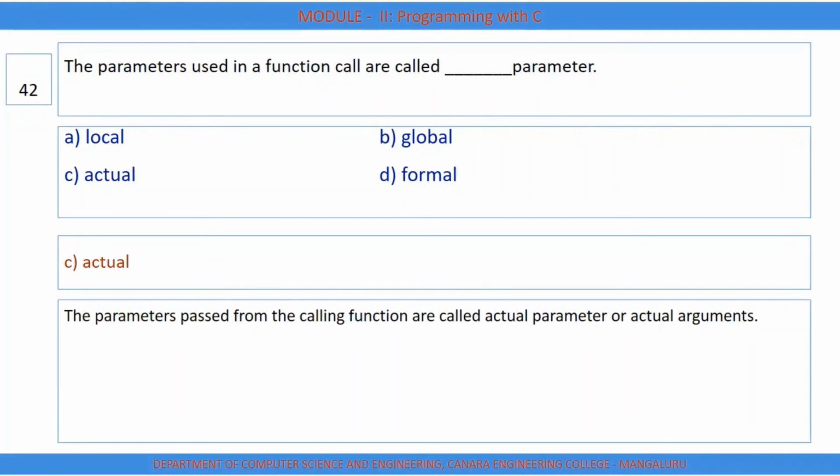The parameters used in a function call are called dash parameters. Option A, local, option B, global, option C, actual, option D, formal. Answer is option C, actual. Here, local and global are types of variables. Actual parameters are parameters as they appear in function calls, whereas formal parameters are parameters as they appear in function declaration. So answer is option C, actual.